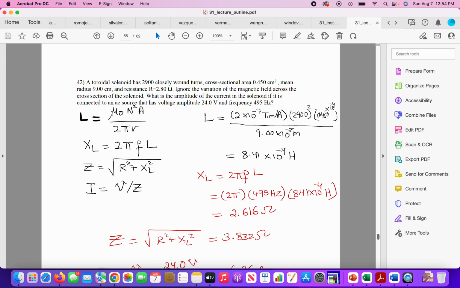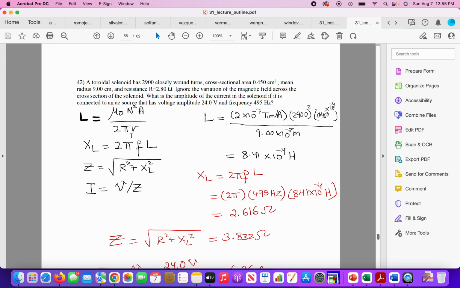Here L is mu 0 n squared A divided by 2 pi R. And then XL is 2 pi f L. Z, here we don't have a capacitor, is the square root of R squared plus XL squared, and I equals V over Z.